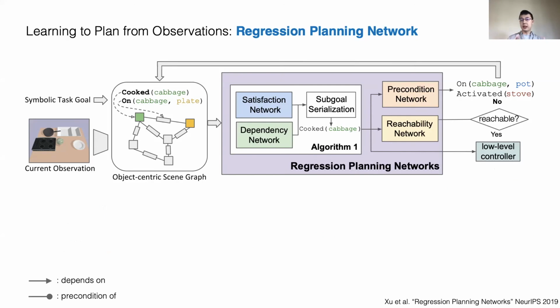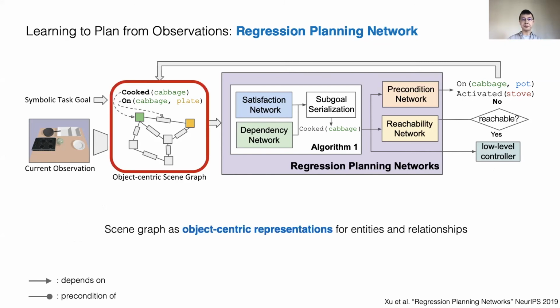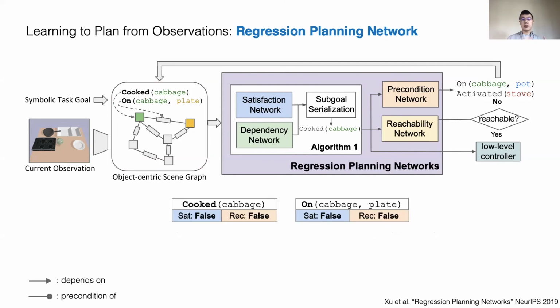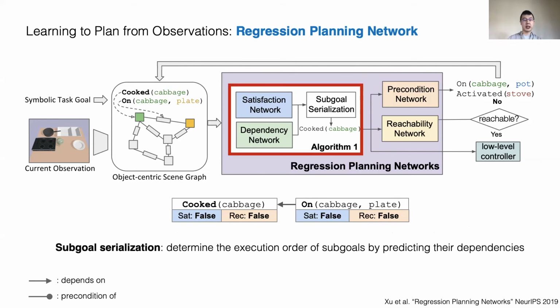So now let's zoom into this RPM model to see the inner workings of this model. First, we extract an object-centric scene graph from the observation that describes the objects and their pairwise relationships. Using this object-centric scene graph, now given a final task goal, say we want to cook the cabbage and serve it as a dish on the plate, there are two sub-goals to satisfy in order to complete the final task. The first is we have to cook the cabbage, and also put the cabbage on the plate.